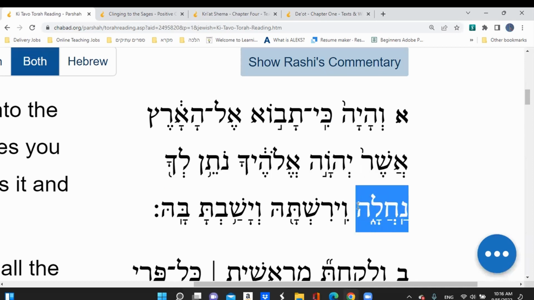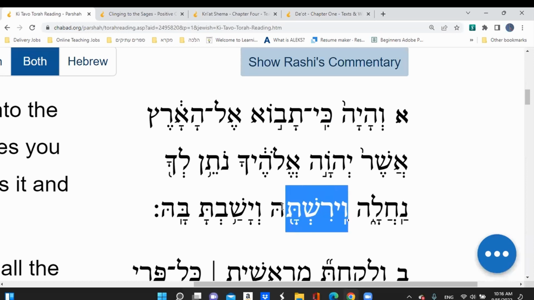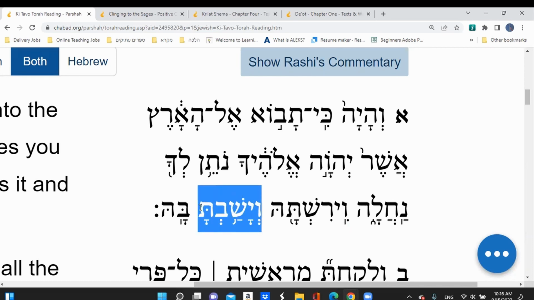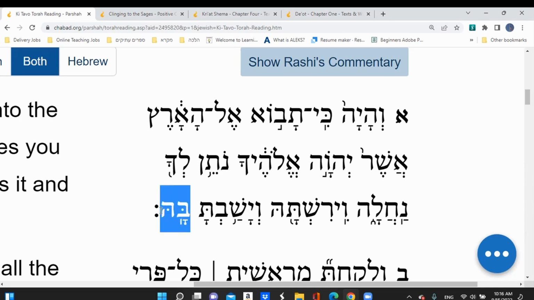Nahala, an inheritance, as an inheritance. Nahala. Ve'rishta, and you shall inherit it. This hey with a dot in it means it. It literally means her, because land in Hebrew is female. So they don't have an it in Hebrew. Everything is either he or she. Ve'rishta, and you will inherit it, the land. Ve'yoshavta, and you shall dwell, you shall sit, ba, in it, in the land.